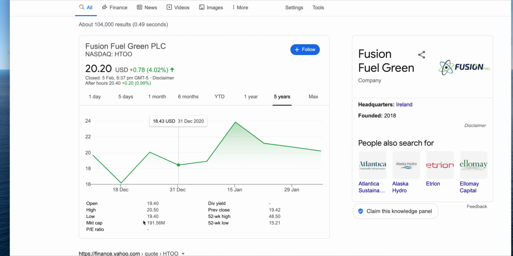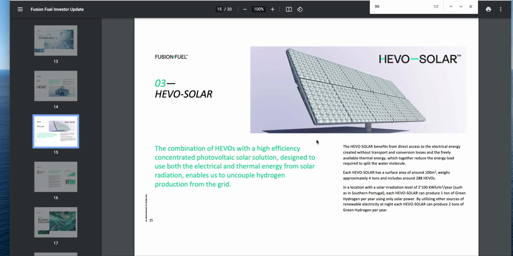So basically they make green hydrogen, they make this thing that takes in the sun that makes hydrogen, and they're gonna sell that to people, and they're also gonna build out their own hydrogen facilities using their own equipment. So anyway, $191 million USD. And if we go, there's a thing that takes in the sunlight, creates hydrogen.